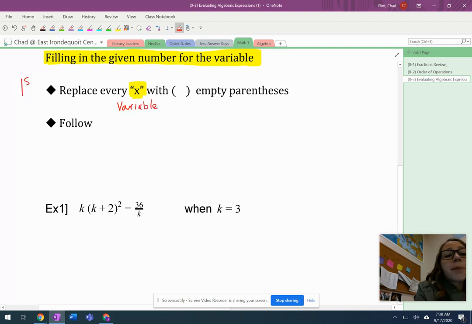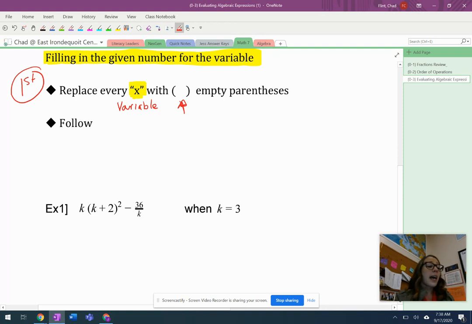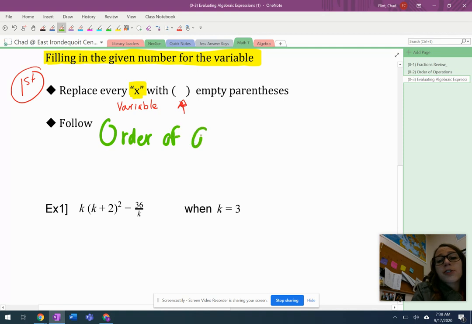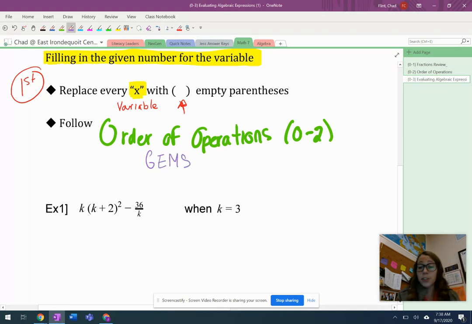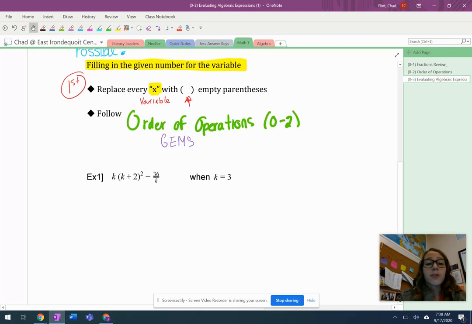So your first step is going to be replacing every x or every variable with an empty set of parentheses, just like I have right there. And then finally, after you've done that, you just need to follow the order of operations. If you need a review of that, go back to our notes from 0-2. That's that GEMS acronym, or PEMDAS, you might remember from last year. We're doing GEMS this year, though. All right, so let's give that a try.